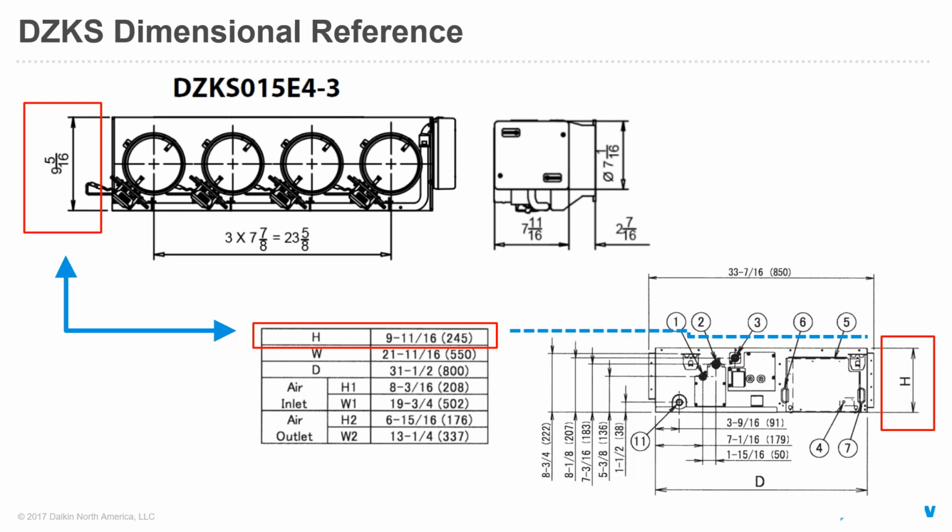So the FXSQ chassis size is just slightly under 10 inches tall. So I just wanted to point out that the DZKS models also measure in at under 10 inches tall. So from a coordination standpoint, no need to worry. As long as you have 10 inches of ceiling space above the ceiling, the DZKS still makes a suitable accessory to match up with the FXSQ without creating a dimensional conflict.